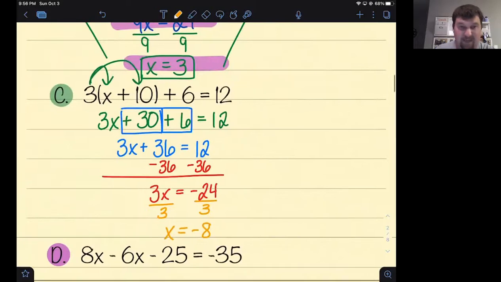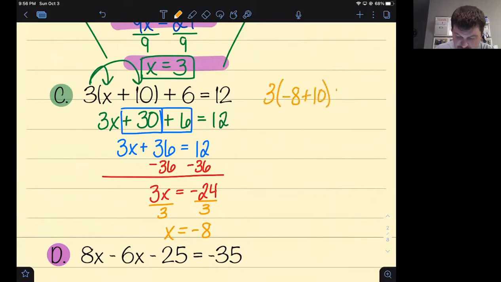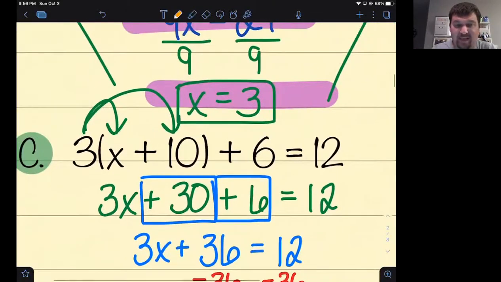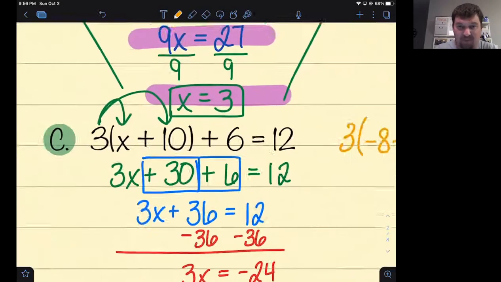And if I want to check my answer, pretty simple. Rewrite the equation with negative 8 being inserted in for x, and see if it makes sense. At this point, I could distribute the 3, but since I have an x term, you're looking at, well, aren't I supposed to do parentheses first? Yeah, I mean, but you can't combine x and 10 because they're not like terms. So we have to distribute the 3.